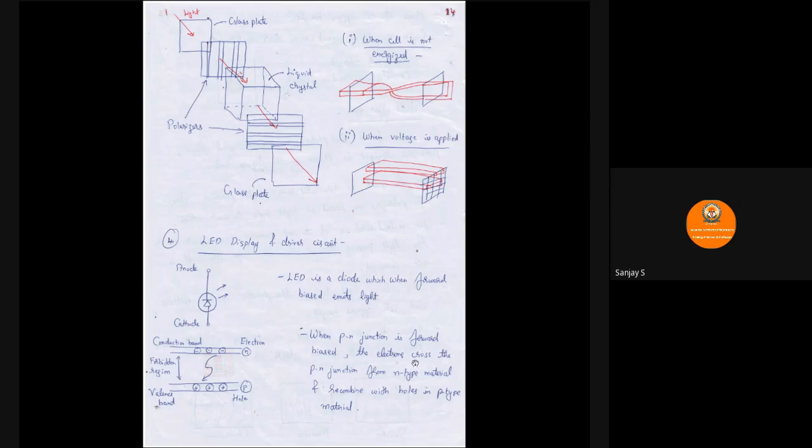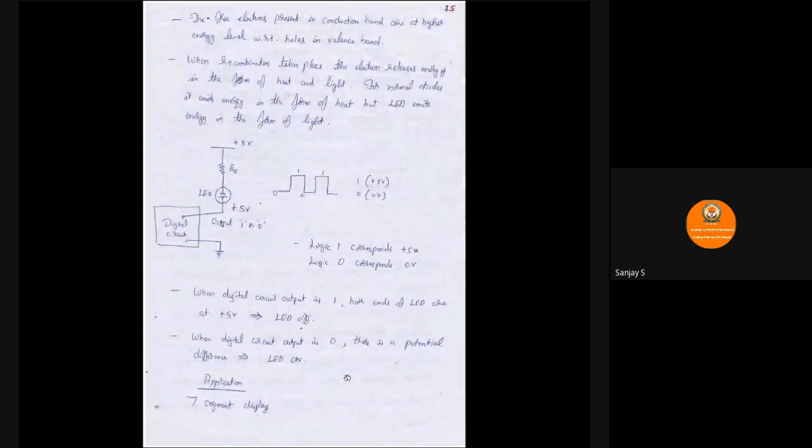Whenever the PN junction is forward biased, the electron crosses the PN junction from N-type material and recombines with holes in the P-type material. So the free electrons in the conduction band will be generally at higher potential with respect to holes in valence band. When recombination takes place, electron releases the energy in the form of heat and light.